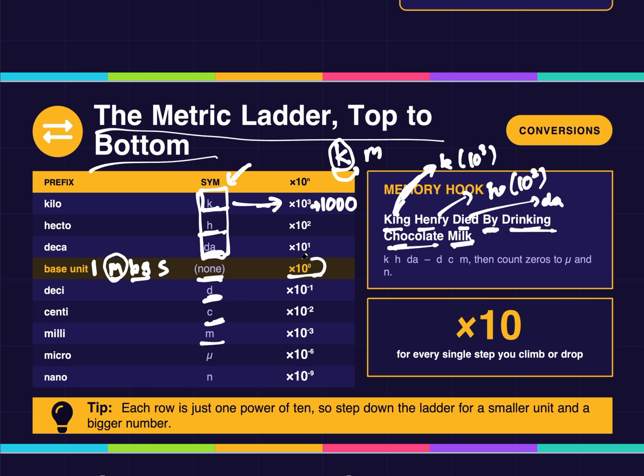So it starts at 10 to the 0, which is just 1, and it either multiplies by 10 or divides by 10. That's how unit conversions work. Now, why would we use unit conversions? Well, if you're looking at things like the breadth of a hair or the length of a wave, then you're going to need really small units.